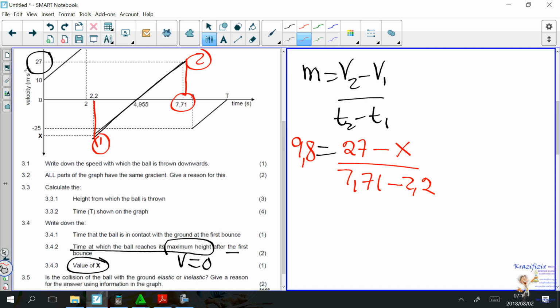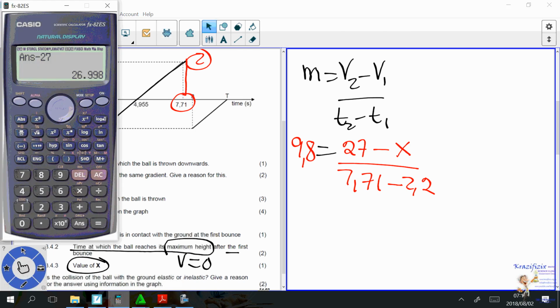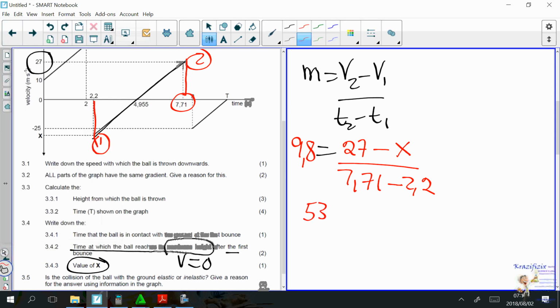All right, let's subtract and cross multiply. I'm going to run to my calculator just like you, and follow through the voice instructions. It is 7,71 minus 2,2. So are you doing the same? Minus 2,2. What do you have? You have 5,551. Cross multiply with 9,8. What do you have? You have 53,998. 53,998 equals 27 minus x.